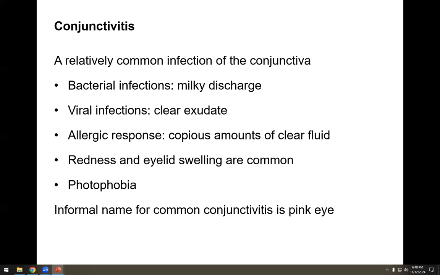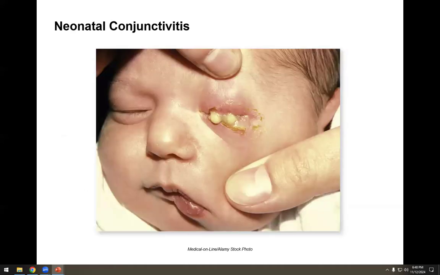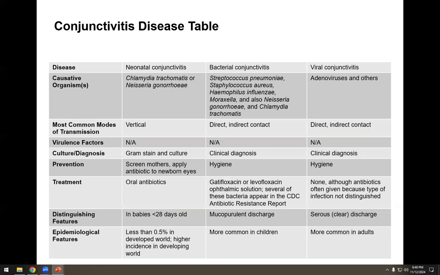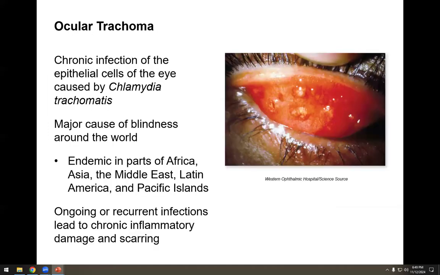Conjunctivitis, again, is inflammation of the conjunctiva, our outer defense layer. This can be bacterial, viral, or allergic. Viral and allergic have clear fluid associated with them, while bacterial has a milky or yellowish discharge. All of them have redness in the eye itself. Swelling of the eyelids is very common, and photophobia, which just means light sensitivity. We also call this pink eye. This is an image of a little baby that has the bacterial version, with that milky yellow discharge. So here's a summarization of the kinds of conjunctivitis you might see.